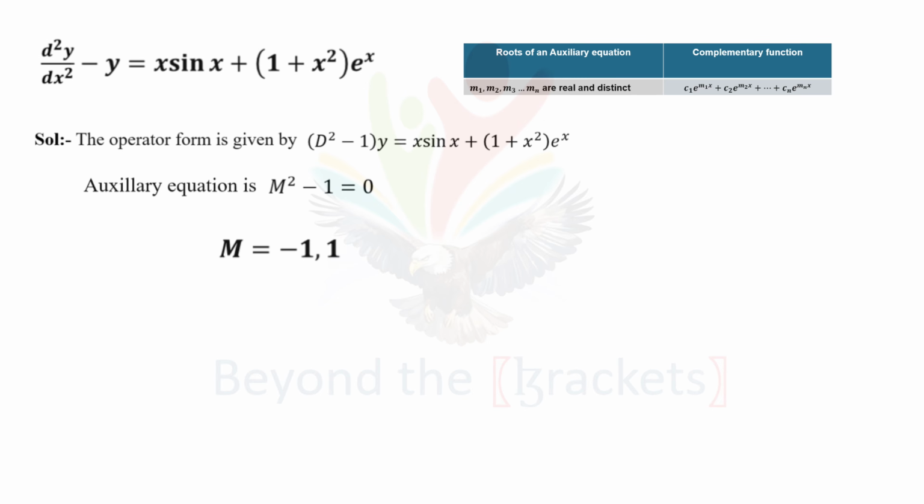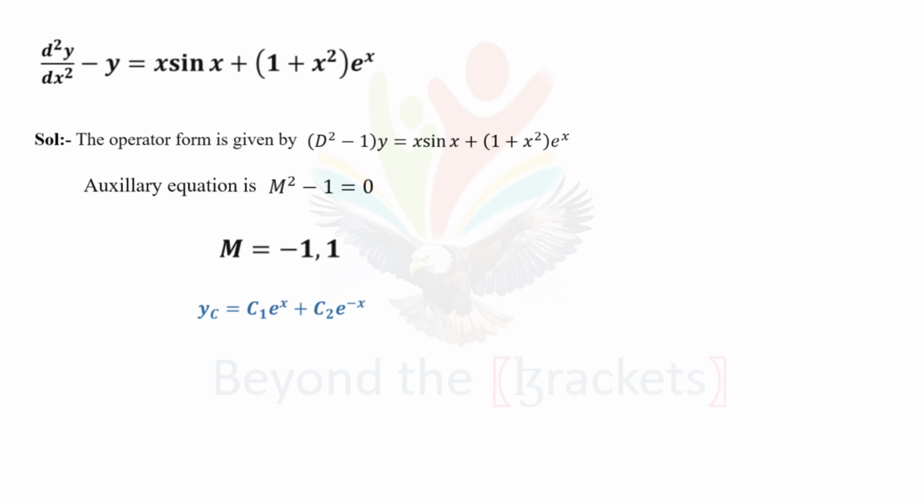Complementary function is given by yc is equal to c1 e power x plus c2 e power minus x. To find the particular integral, take the reciprocal of the operator form multiplied by the RHS.